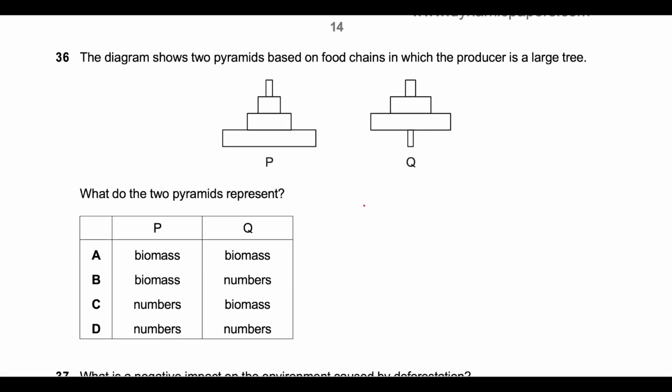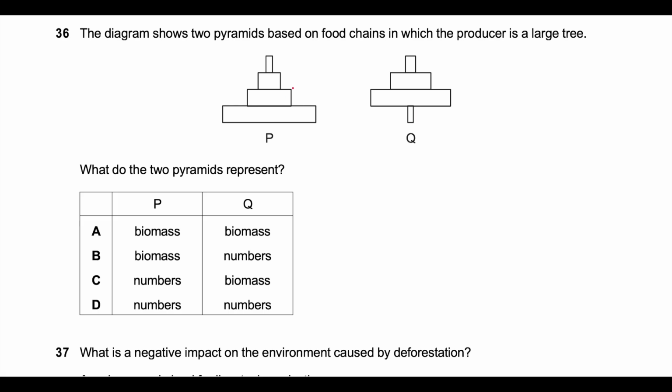Moving to question number 36. The diagram shows two pyramids based on food chains in which the producer is a large tree. Okay, what do the two pyramids represent? We have biomass or numbers. Simple. See, normally we can see the pyramids in this way. It's only a larger tree. That means this is the biomass, because the tree has a huge biomass. The consumers will feed on it. But here we'll start with one tree. So here we are counting numbers.